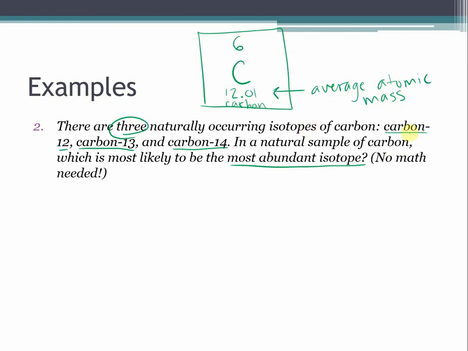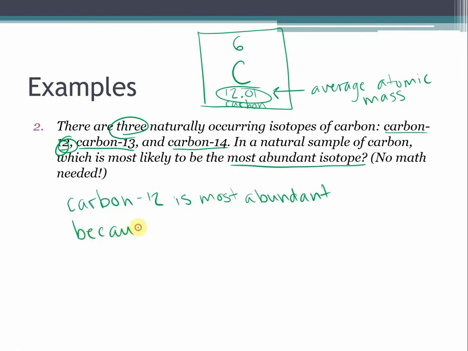So our 3 options of isotopes are carbon 12, carbon 13, and carbon 14. Well, our weighted average is 12.01, which is very, very close to 12. So we can say with a fair amount of confidence that carbon 12 is the most abundant because the average atomic mass, which is 12.01, is closest to 12.